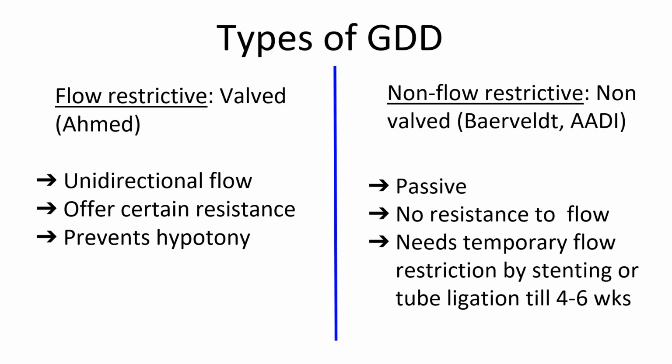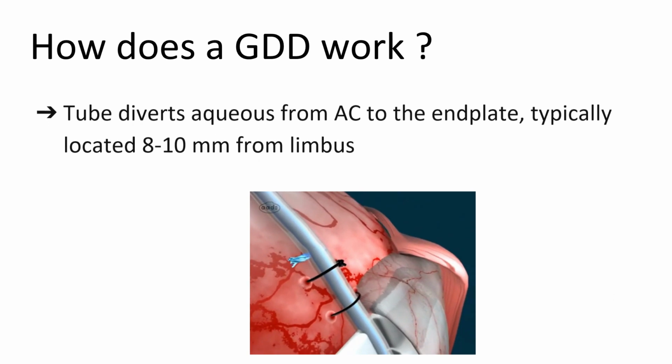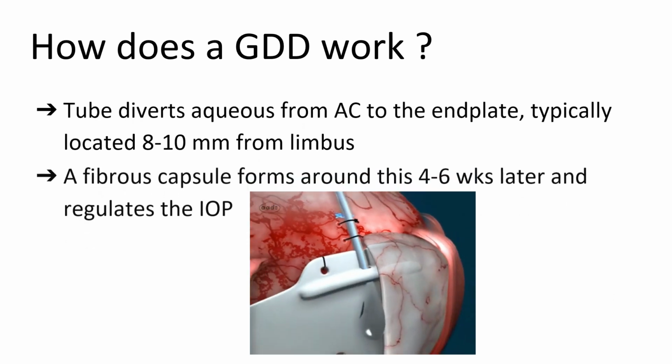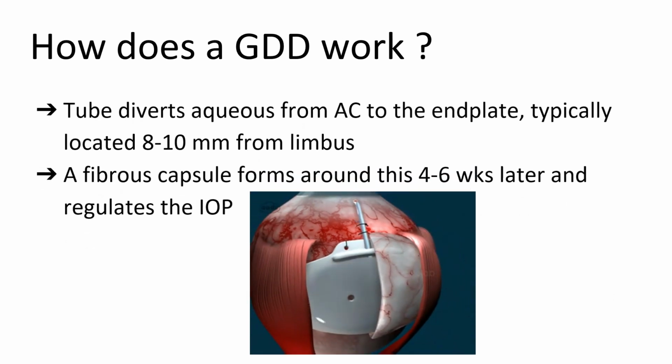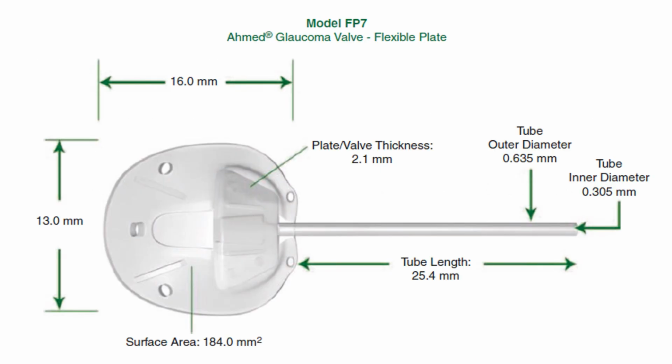There are two main types of GDDs, valved and non-valved. A GDD diverts aqueous to the equatorial reservoir, unlike a limbal bleb with trab. Ahmed FP7 is the most common valved GDD used. The valve here is not a true valve but a flow restrictor guarding against hypotony.